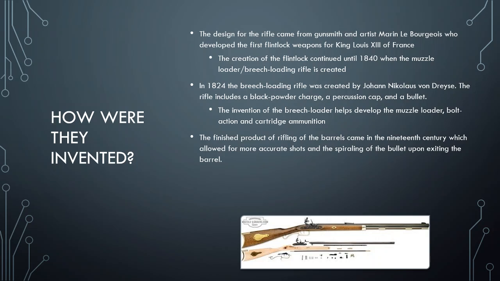The rifle includes a black powder charge, a percussion cap, and a bullet. The invention of the breech loader helped develop the muzzle loader, bolt action, and cartridge ammunition. The finished product of rifling of the barrels came in the 19th century, which allowed for more accurate shots and the spiraling of the bullet upon exiting the barrel.